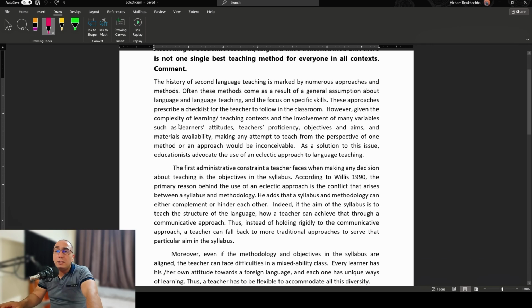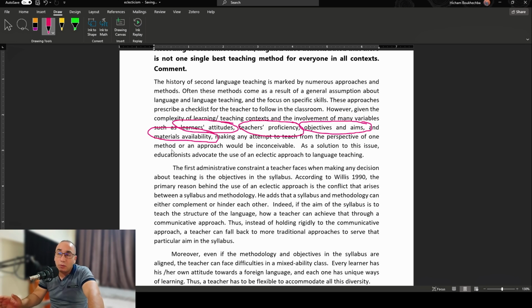Given the complexity of the learning and teaching context and the involvement of many variables, this is the same thing I did in AI, but back in 2015 we didn't have that. Such as learners' attitude, teachers' proficiency, objectives and aims, and material availability. Making any attempt to teach from the perspective of one method or approach would be inconceivable.